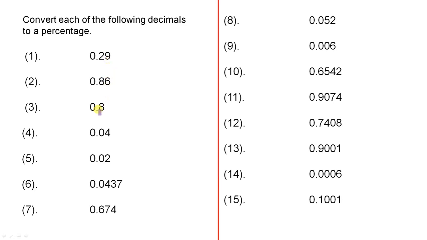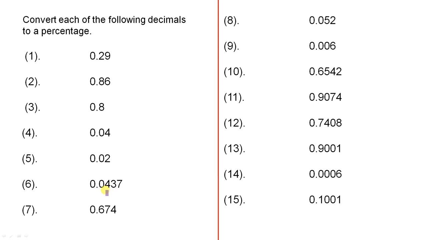You'll notice the third one here only has one digit after the decimal point. So the secret is, write down some zeros here, and that enables you to move the decimal point to the right. You can write down as many zeros as you need, and that will give you the answer as a percentage. So they're all very straightforward. Just move it 2 places to the right.